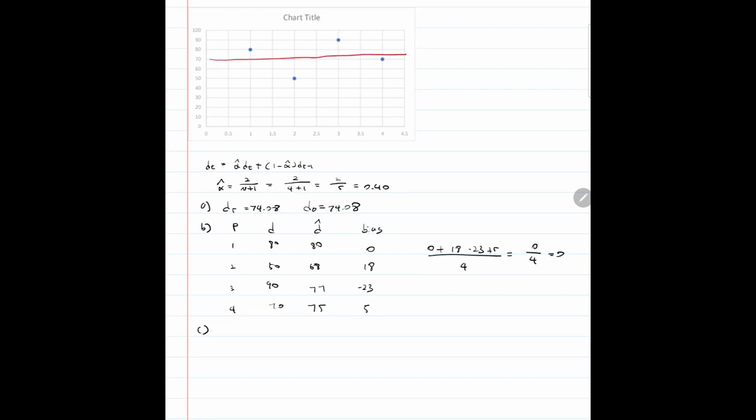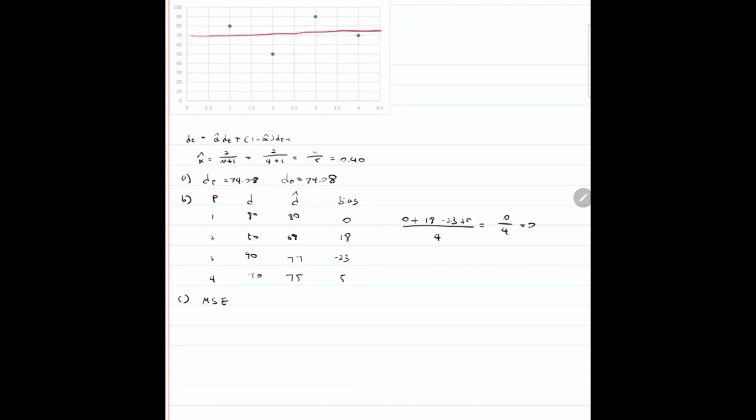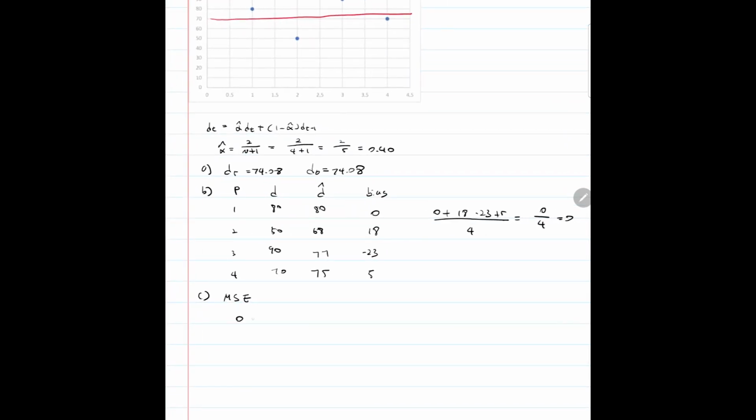Let's go into C. It's asking what is the mean square error. Now we need to square these values. So we already have data right there. Let me write this one first.